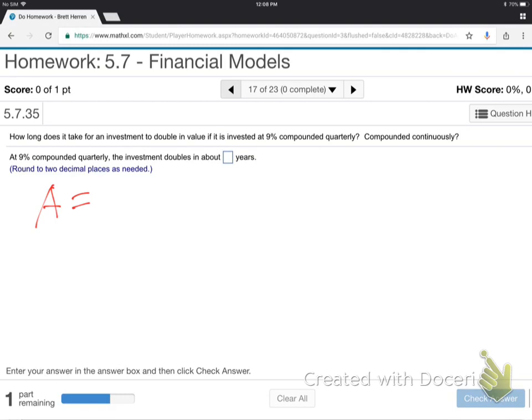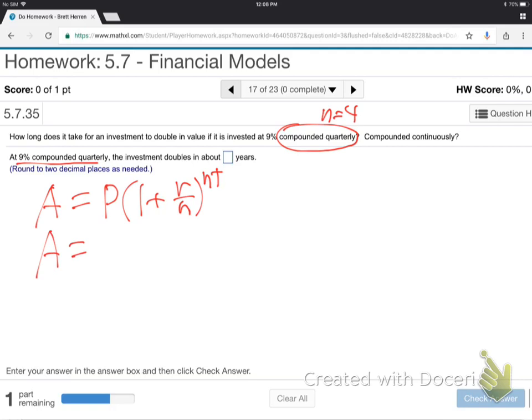There's 2 parts to this question. For this one, it's compounded quarterly, so n is 4. Use the first formula, 1 plus r over n to the nt, like that. Okay, and 9% compounded quarterly.